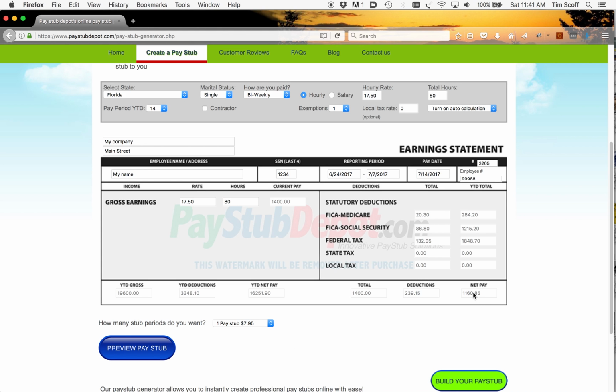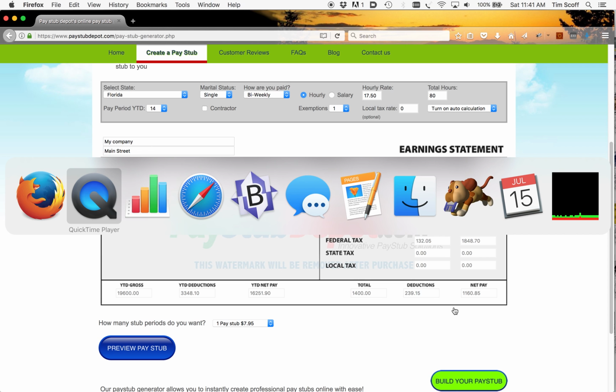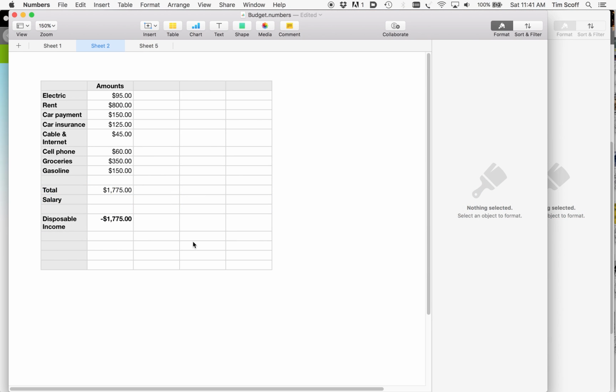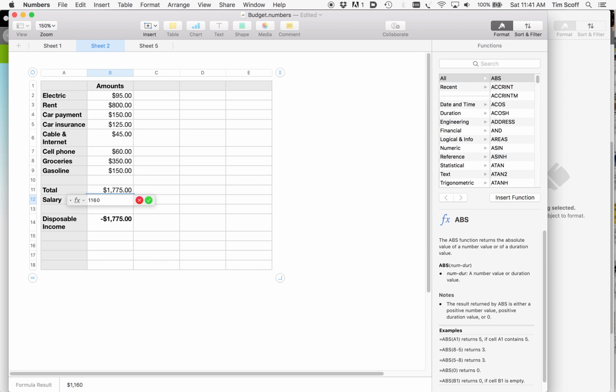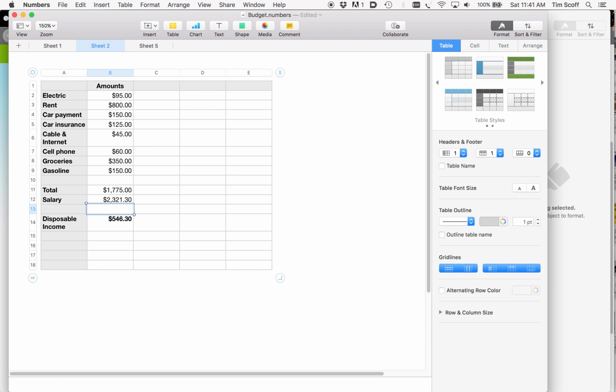And this person earned $1,160.65 twice a month. So I will go to the salary, 1160.65 times 2, because this person is paid twice a month. And this person has a salary of $2,321 a month, which is not bad.